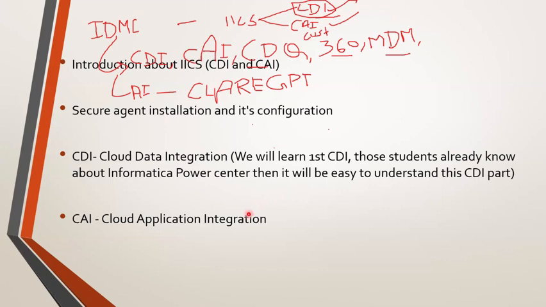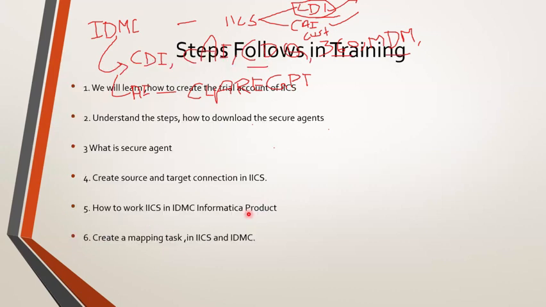So first we'll plan our CDI, next will be CAI. So these are the steps. The first will be to learn how to create the trial account of IICS. The first step will be followed, right? What are we going to explain? We'll explain how to create the trial account. Next step, understand the steps, right? Let's suppose how to create that account, so we understand those steps so that you learn.